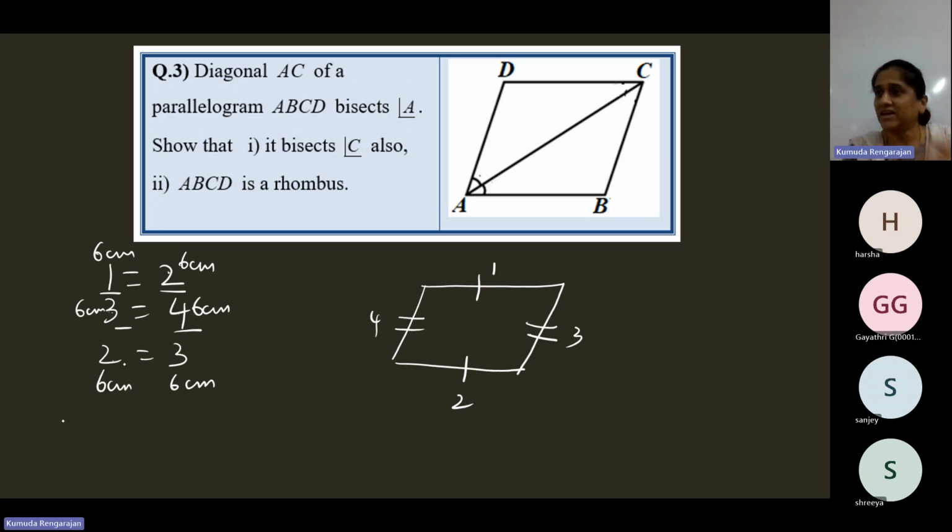So when opposite sides are equal, but we need to prove all sides are equal, it is enough if we prove any one pair of adjacent sides are equal.